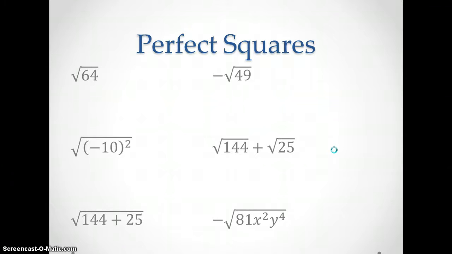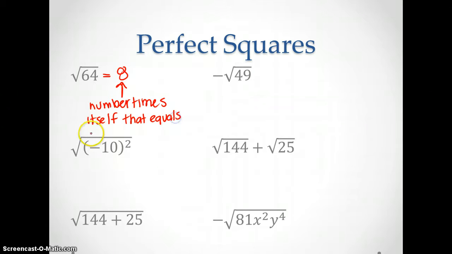So when we're talking about square roots, what are we talking about? If I say square root of 64, why is the answer 8? Because this is the number times itself. Number times itself that equals 64. And it's not just 64, but what is under the square root.